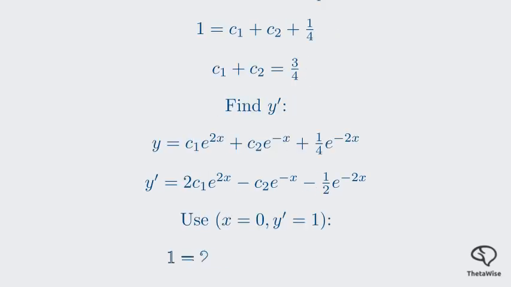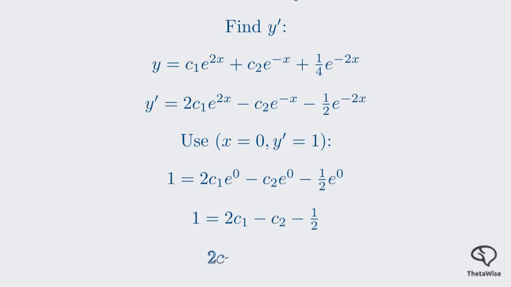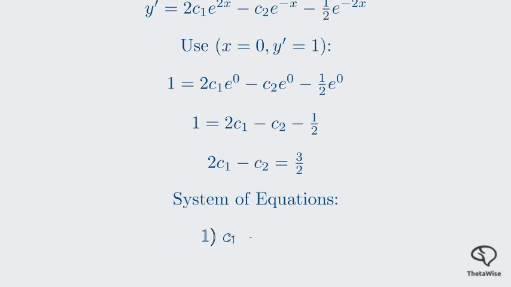Now we plug in x equals 0 and y prime equals 1. This gives us 1 equals 2c1 minus c2 minus 1/2. Rearranging, we get our second equation: 2c1 minus c2 equals 3/2. We now have a system of two linear equations.